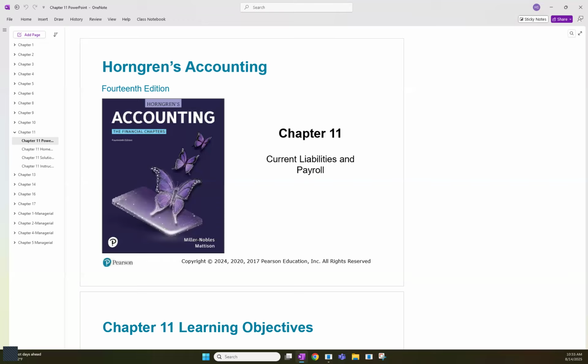Okay. So that's the payroll register. Now we're going to look at the journal entry. Okay. All these numbers came from right up here. Okay. Where's that? There we go.